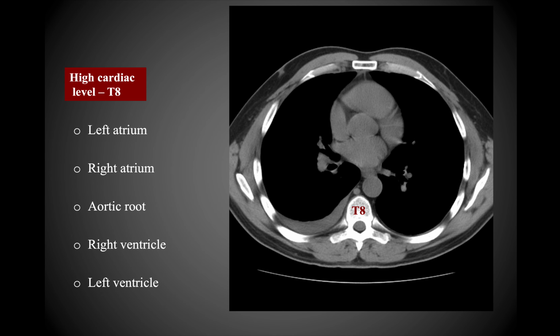So we have the high cardiac level. So this is going to be located at T8. And the main structures that you can appreciate at this point include the left atrium. So you don't see that particularly well, you do see that right here. So this is the left atrium on this view. Here's the right atrium, and then kind of sandwiched between those, you have right here the aortic root. So this is usually right about the sinus of Valsalva, as it's called. So that's right about the level of the aortic valve.